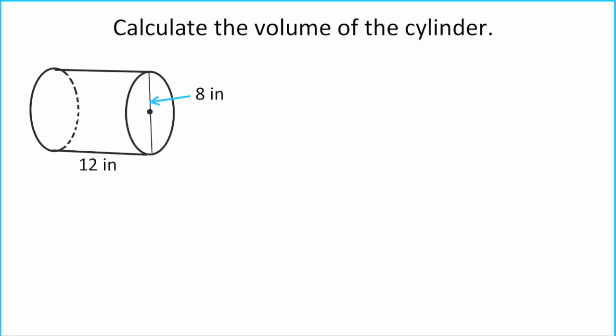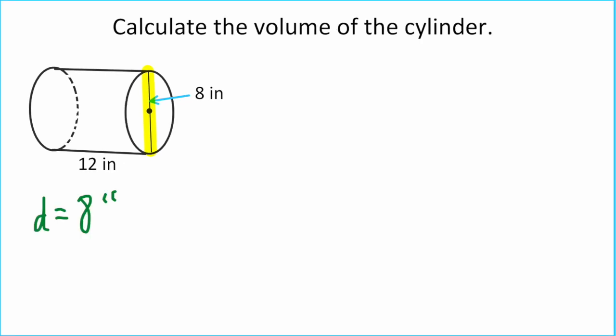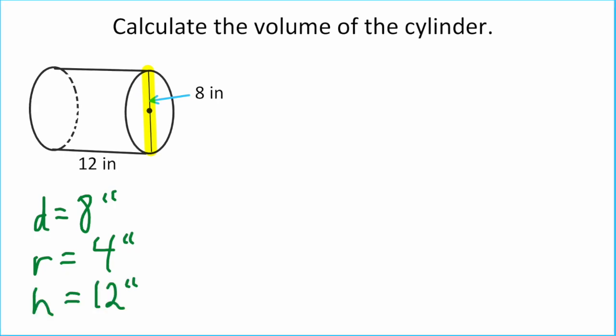Next practice problem. Be careful here. I didn't give you the radius. All right, so that 8 inches there is our diameter of 8 inches. But for our formula, we want to know the radius is 4. And then if you want, you can write down the height. The distance between the circles is 12 inches.